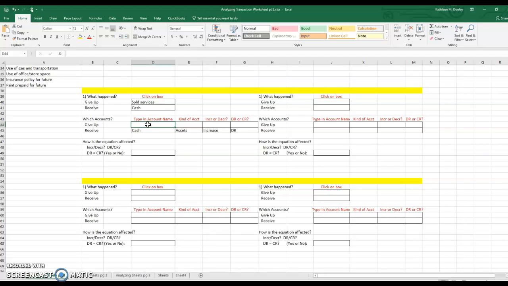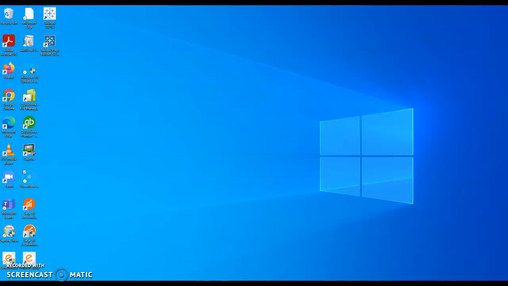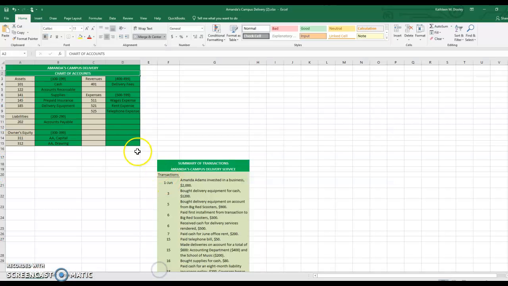Okay, and for the give up, we need an account for sold services. Now, the minute we see that we sell something, we know that's going to be a revenue account. So when we go back to our chart of accounts, we go into the revenue section, and there it is, delivery fees.